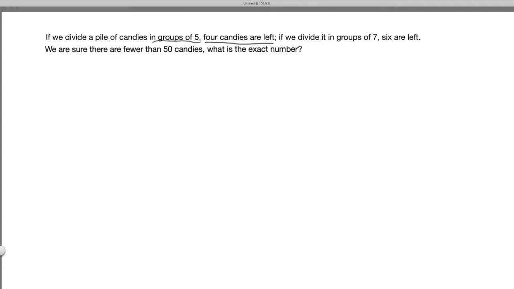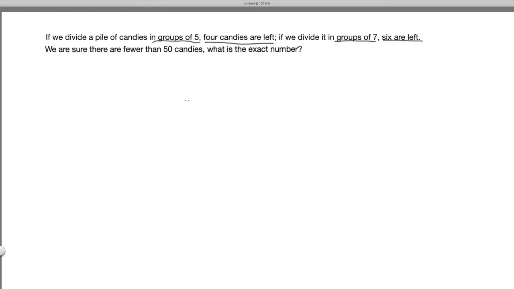If we divide this pile of candy in groups of 7, 6 are left. Now we're sure there are fewer than 50 candies in this pile of candies. What is the exact number?